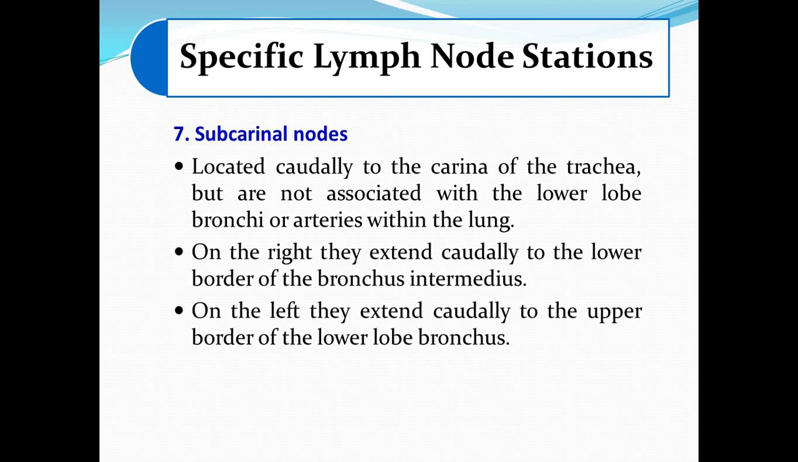The seventh station is the subcarinal. We know what the carina is, right? Carina is the bifurcation of the trachea into left and right main bronchus. So caudal, inferior to the carina and not associated with the lower lobe bronchi or arteries, are the subcarinal lymph nodes. Because if they are associated with the lower lobe bronchi, then they are lobar and subsegmental lymph nodes. They are not this station's lymph nodes. On the right side, this station extends caudally to the lower border of the bronchus intermedius. On the left side, it extends to the upper border of the lower lobe bronchus.